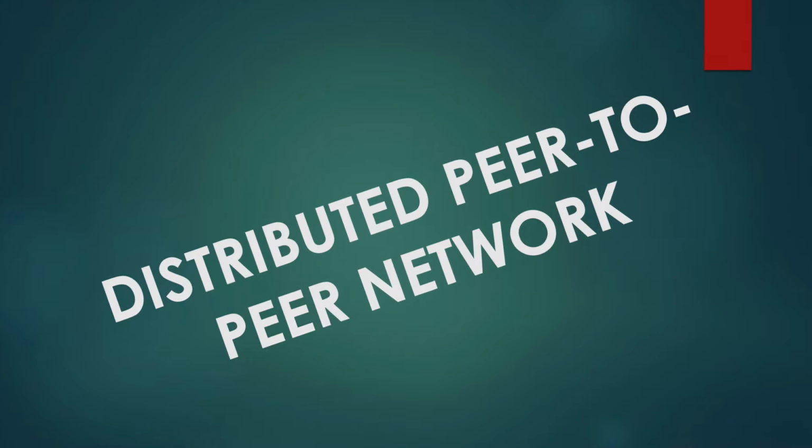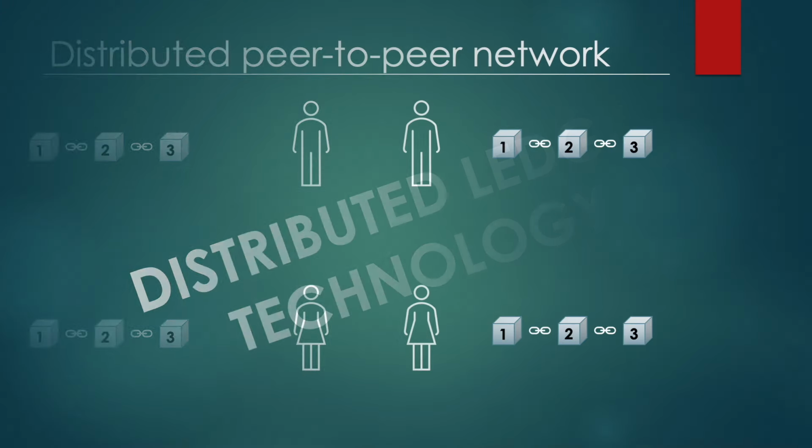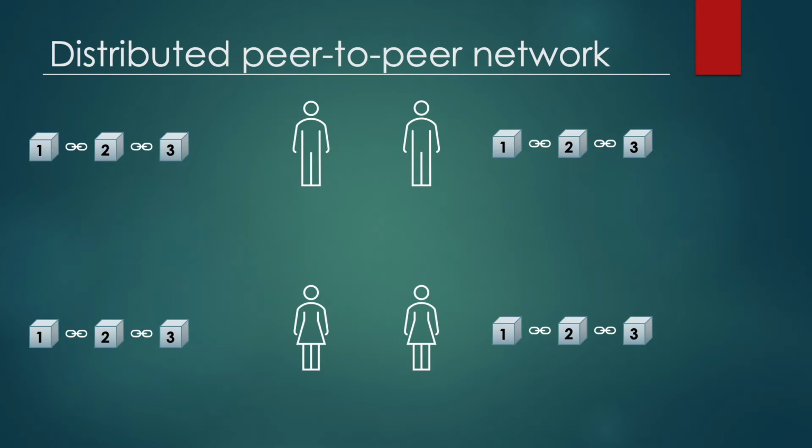A second mechanism that blockchain uses to prevent tampering of transactions is by using a distributed peer-to-peer network. Instead of using a central entity to manage the chain, blockchains use a distributed peer-to-peer network, and everyone is allowed to join. When someone enters this network, he or she will get the full copy of the blockchain, and each computer is called a node.